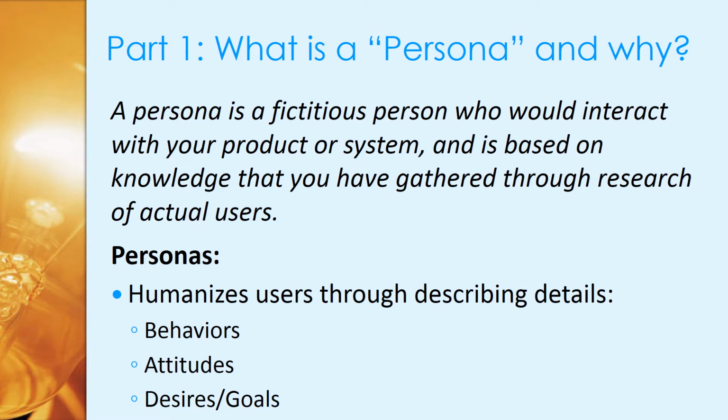A persona is a fictitious person who would interact with your product or system, and he or she is based on knowledge that you have gathered through research of actual users. Personas are a composite of details that describe actual users' behaviors and goals. Personas are active users, not passive buyers. A product or system will ideally develop about 3 main personas upon which to base their design decisions. Too many more than that may mean that your product scope is too large.